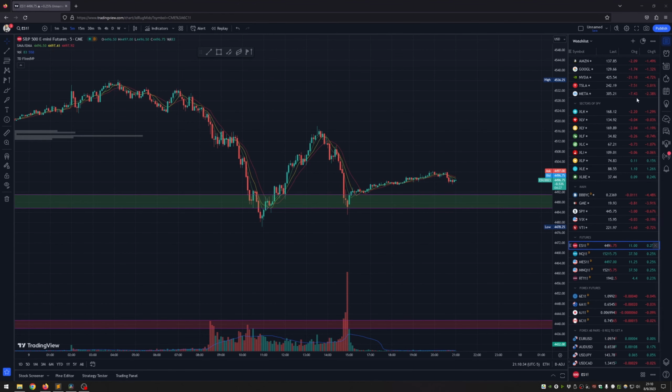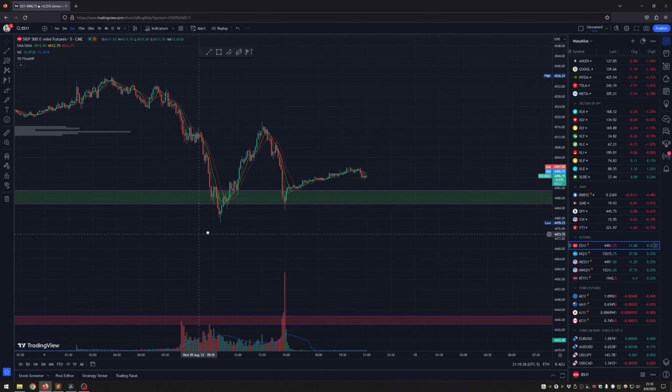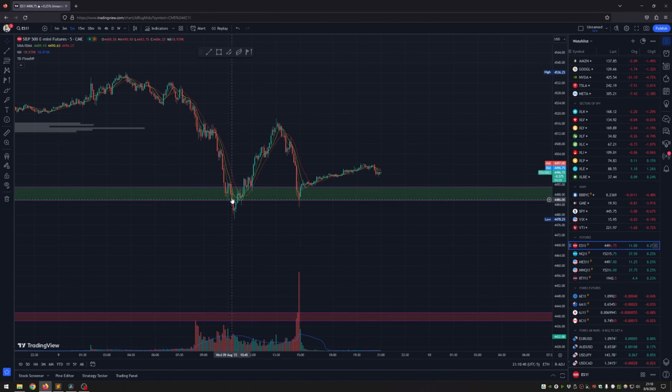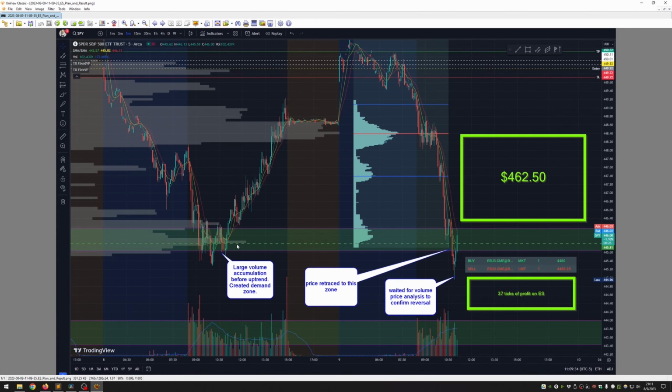Today, I saw the price action coming near this zone. Then I switched to volume price analysis, saw that we were stopping and putting on the brakes of the train. When we slowly started to reverse, I came in long right here. So this was the trade that I took today.